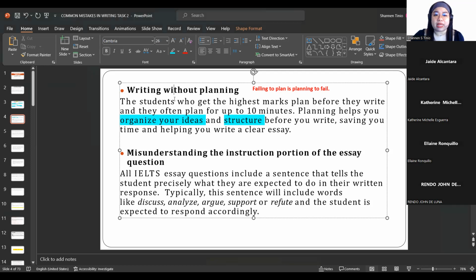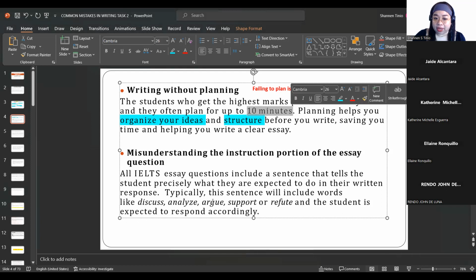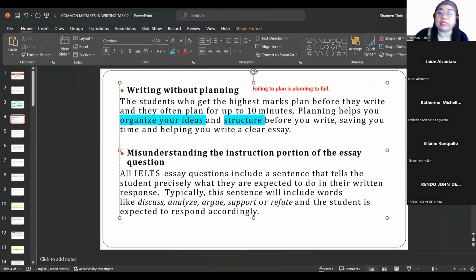So that's what we mean that you need to plan what you're gonna write. And it's okay if you spend 10 minutes planning. It's okay. At least you still have 30 minutes to write the actual writing activities. Okay, ang tagal natin sa part na to.